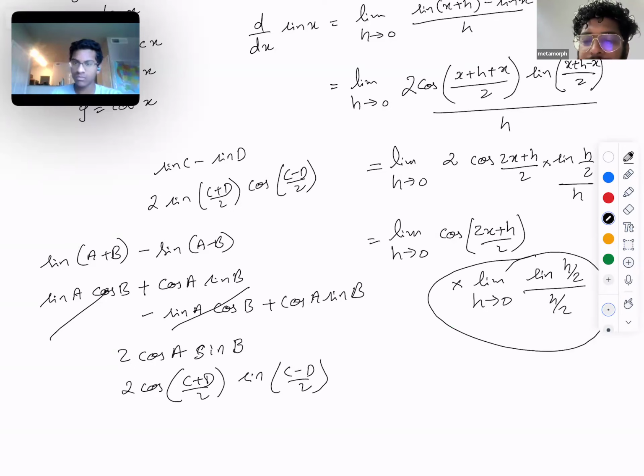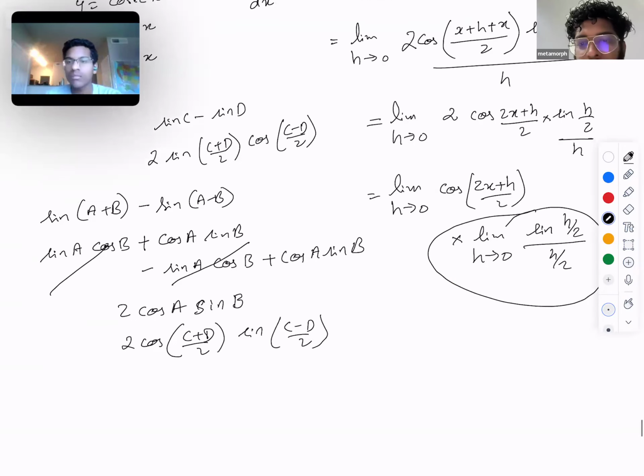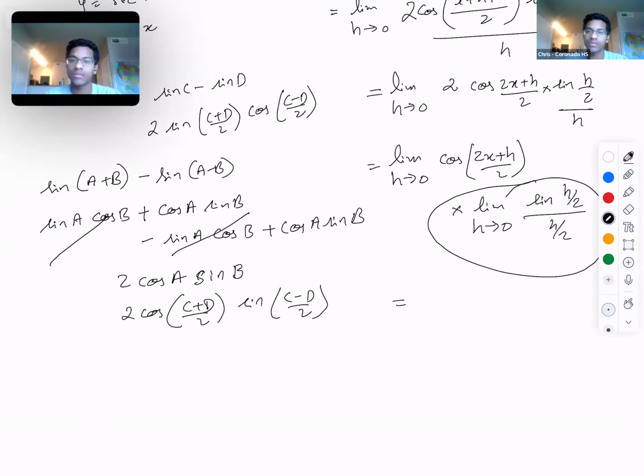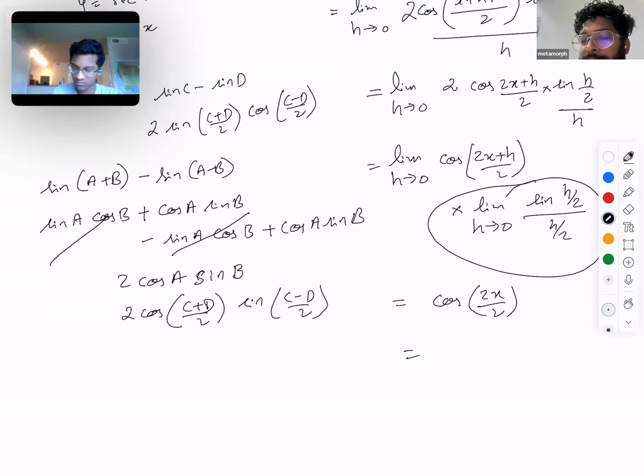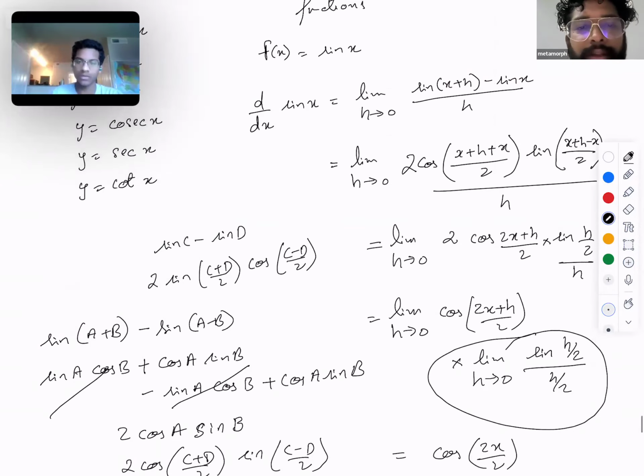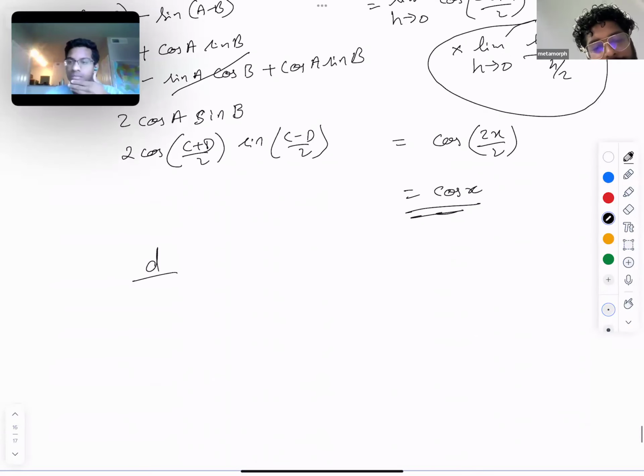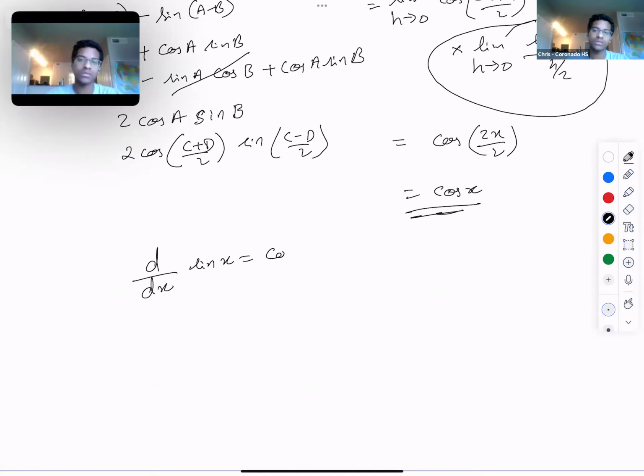Now this is becoming 1. Wow. So you have cos 2x over 2, which gives me cos x. And that's your answer. So what have we done? We found the derivative of sine x, which comes to cos x.